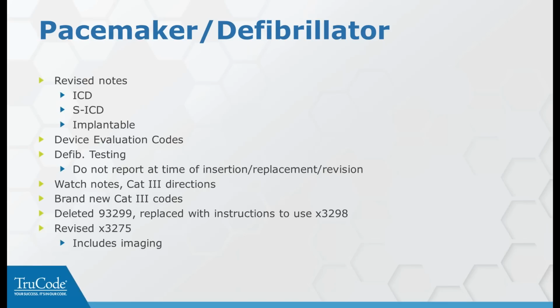Great table on page 218. It does not give us any new information this year, but again, that's really helpful when you're trying to code your pacemaker. On page 219 is where they talk about the device evaluation codes, and again, telling you when you can or cannot use those particular codes there.